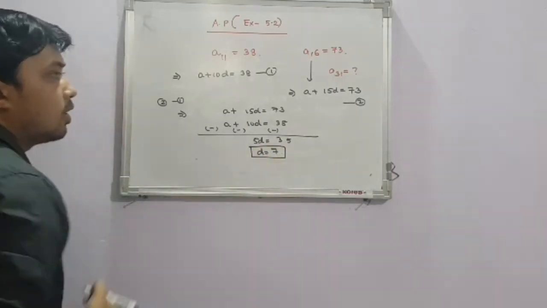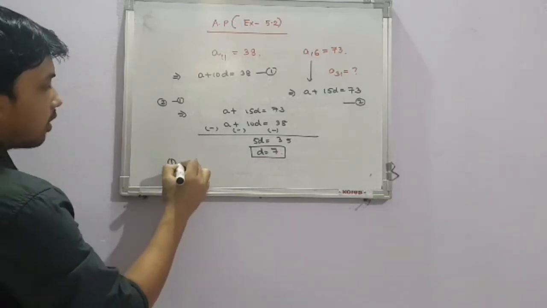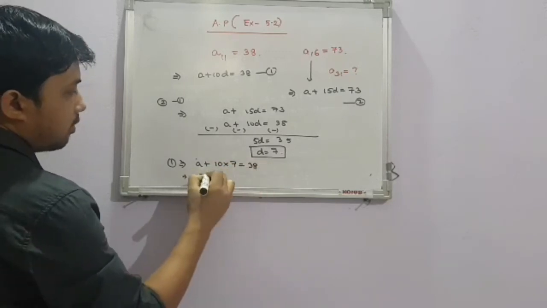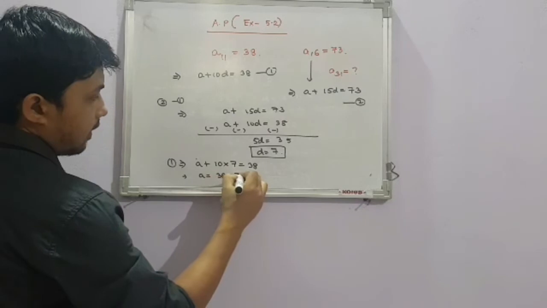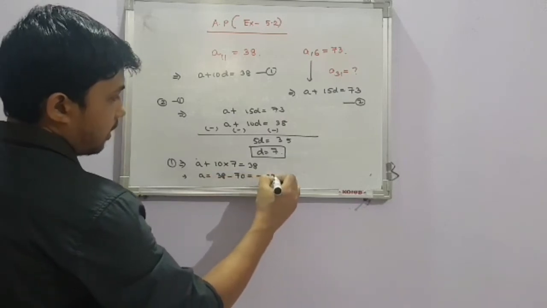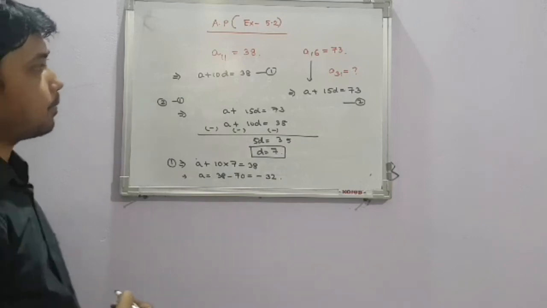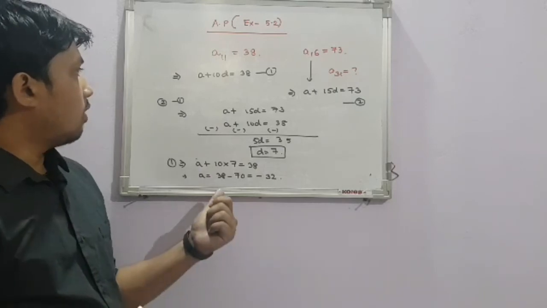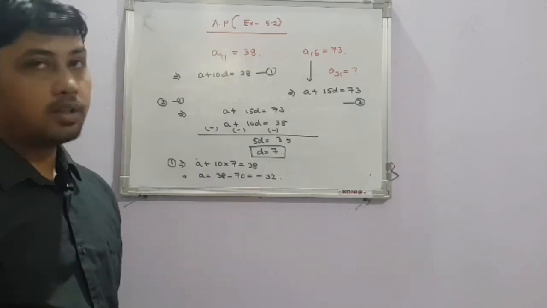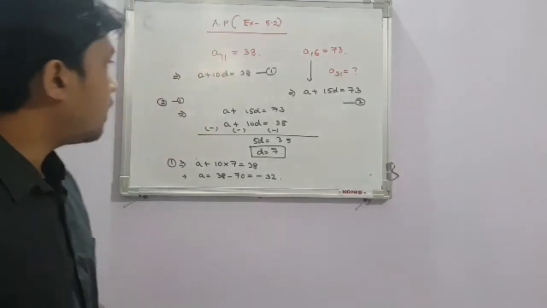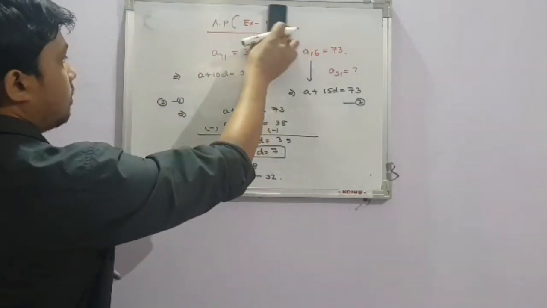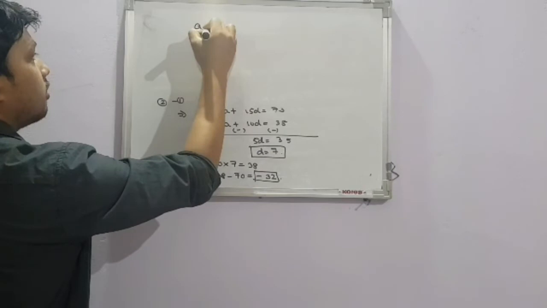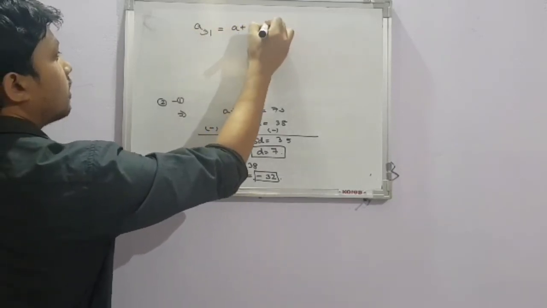This is very important. If d is equal to 7, once you know the value of d, you can go to equation number 1 or 2, put the value of d, and you can find the value of a. So I have the value of d is 7 and the value of a is minus 32. So what you have to do now? You have to find the 31st term. Once you know all these values, you need to find the 31st term. The 31st term is a plus 30d, isn't it?